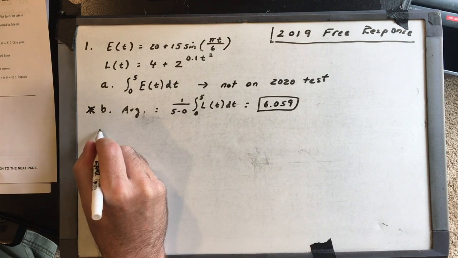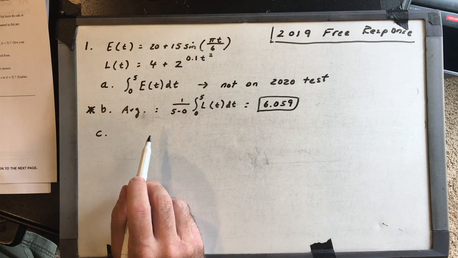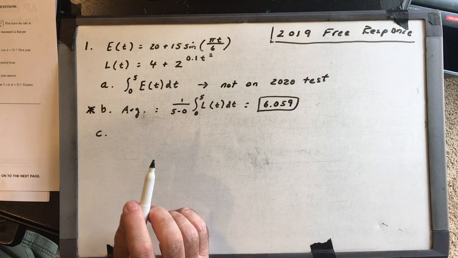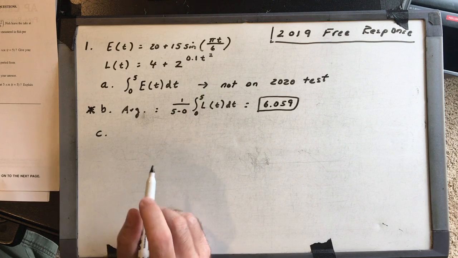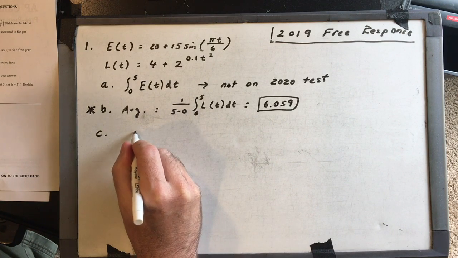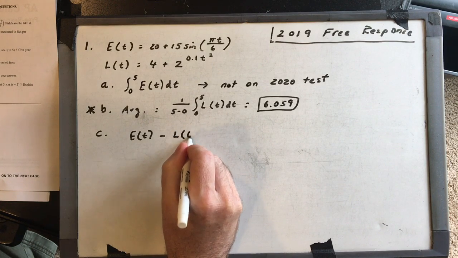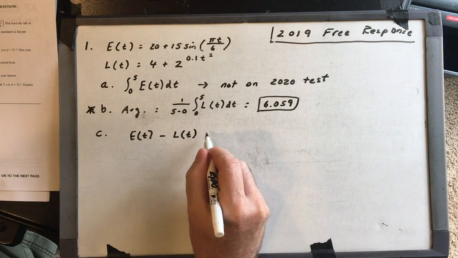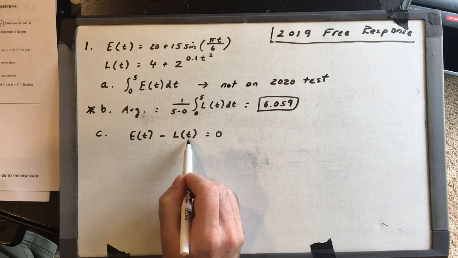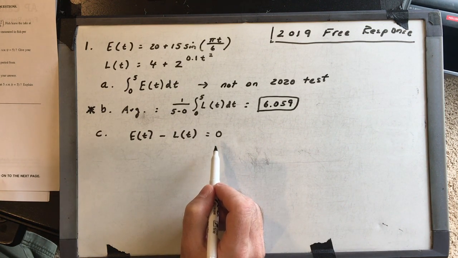Okay, part C. I don't think you'll see one like this, but I'll go ahead and talk through it real quick. It says, at what time is the greatest number of fish in the lake? Well, you're going to take the entering, E of t, and then subtract out the leaving, and set that equal to 0. As long as E of t, the entering, is greater than L of t, then the number of fish in the lake is going to be increasing.